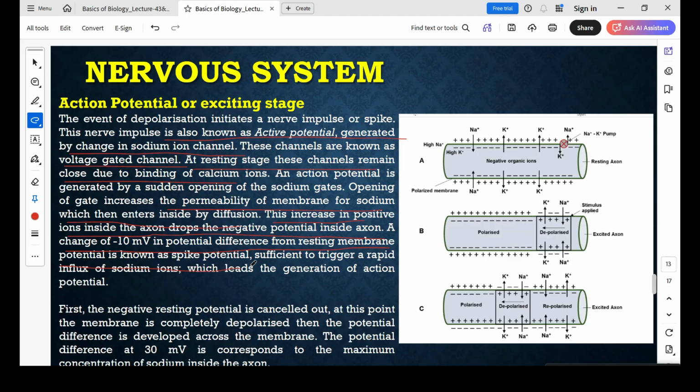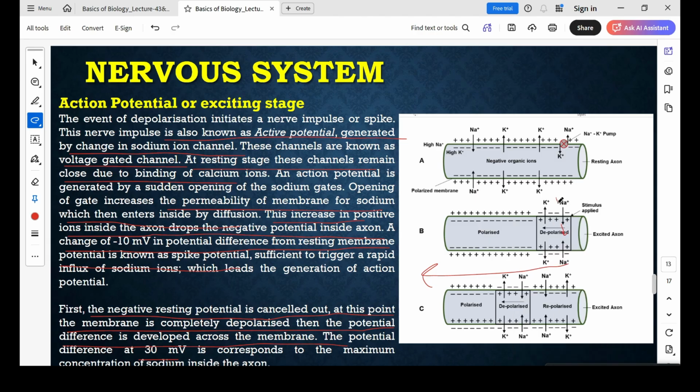Once there is a spike potential, this triggers a rapid influx of sodium ions, which leads to generation of the final action potential. This action potential can then travel throughout the axon of the neuron. First, the negative resting potential is cancelled out. At this point, the membrane is completely depolarized and the potential difference developed across the membrane is around 30 millivolts. It corresponds to the maximum concentration of sodium inside the axon. So now the sodium that was present outside is inside.